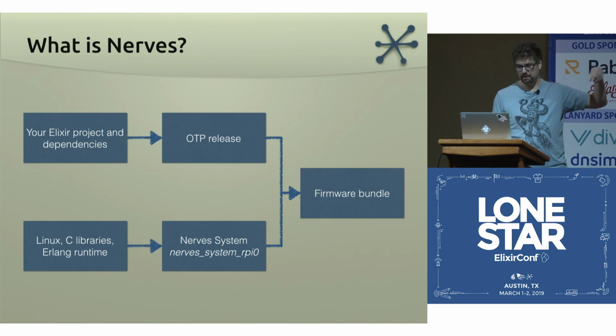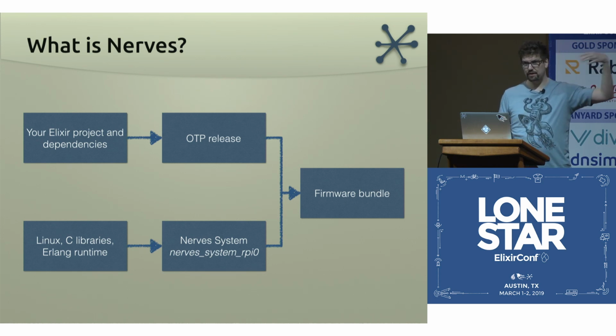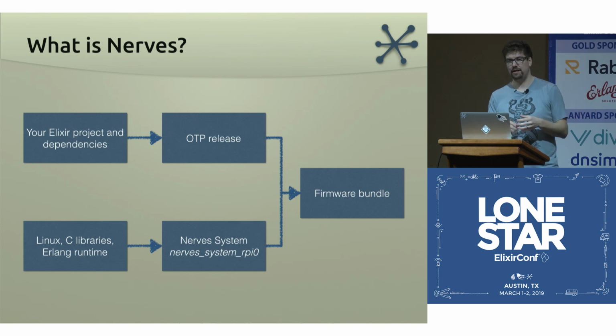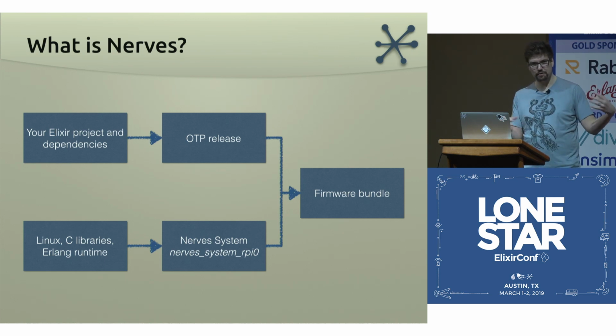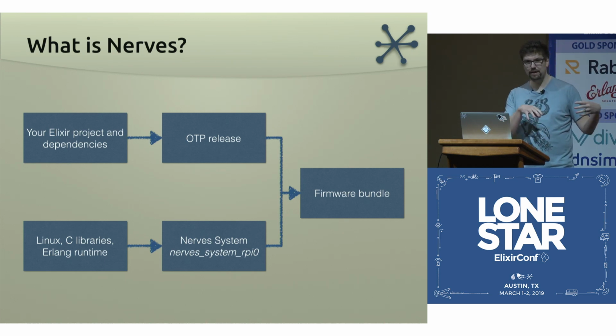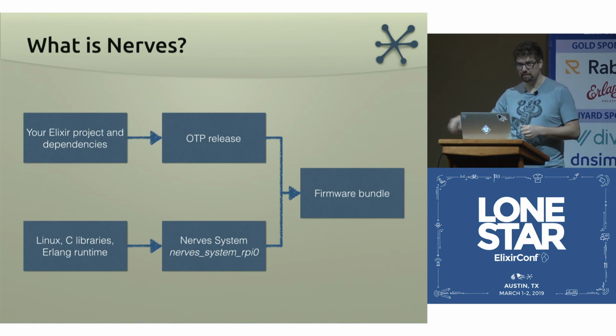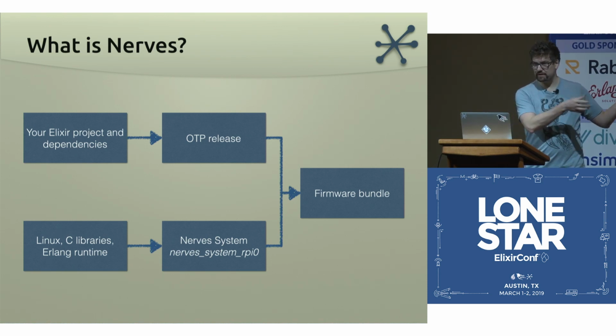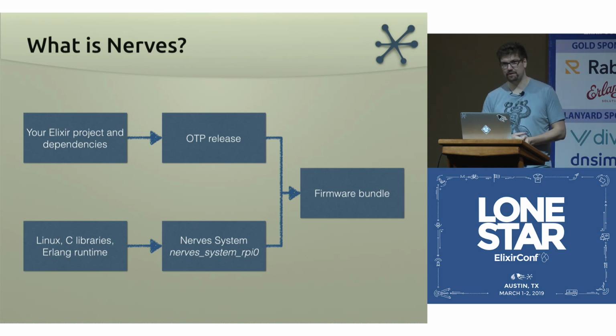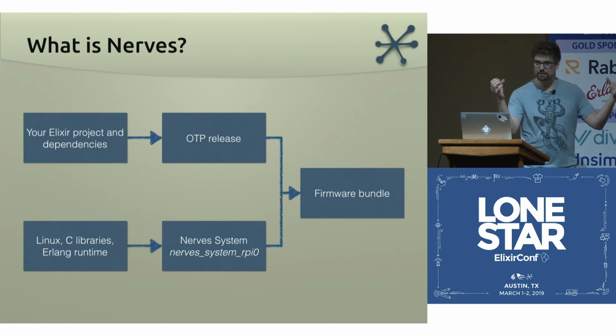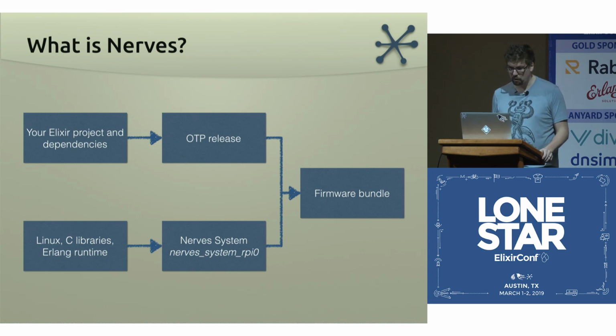And on the bottom there, we see Nerves also has these things called toolchains. A toolchain is essentially a cross compiler and utilities to be able to compile code like C code on your machine, but for this embedded target. And we also have these Nerves systems that we supply as well. You can think of that as the underlying OS components. And then in the end, we marry those two pieces together to make a firmware bundle.